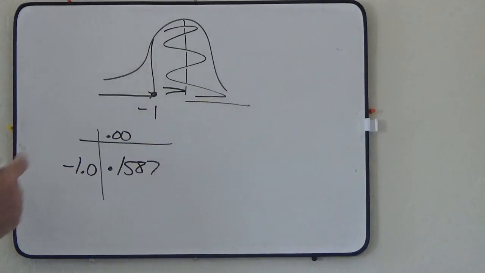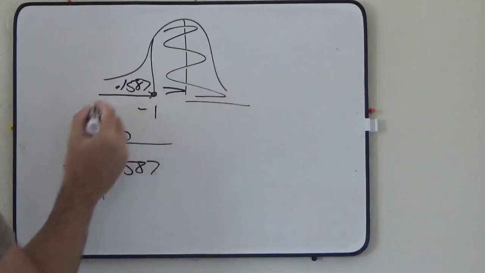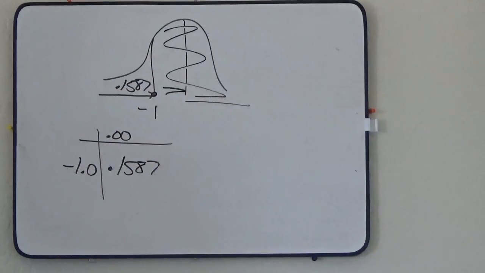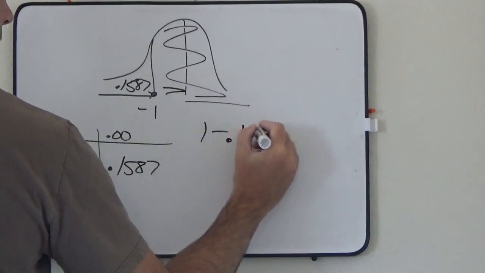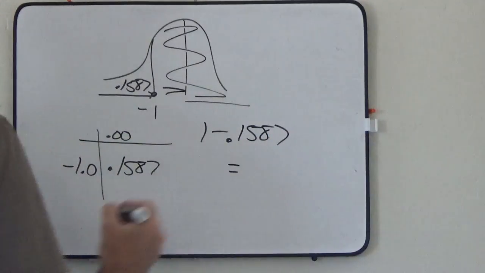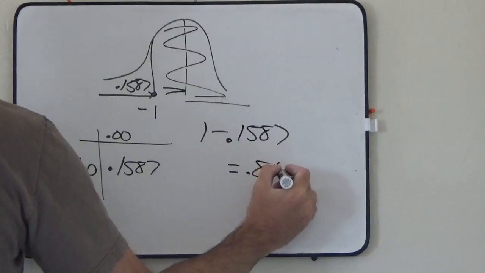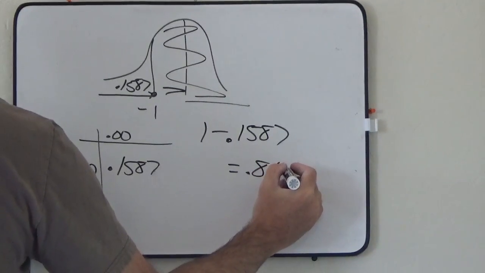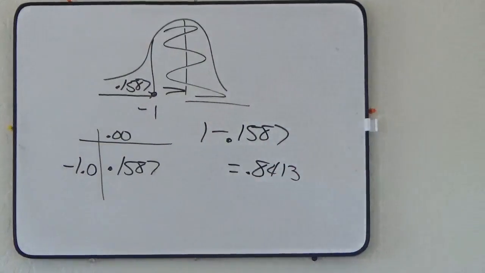Now guys, that's not my answer. That's the probability right here. 0.1587 is the probability of this area there, not the probability of everything greater. So we're going to take 1 minus 0.1587, and when we solve that, the answer that we're going to get is 0.8413. That's the probability of everything greater than -1 standard deviations, or -1 z-score.